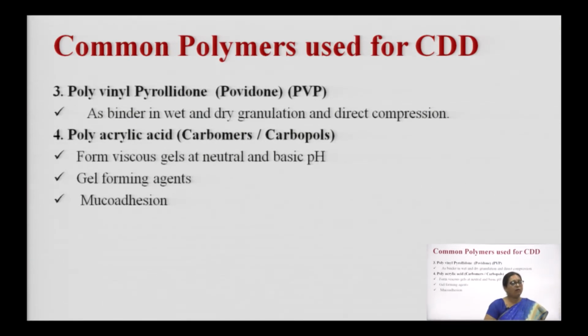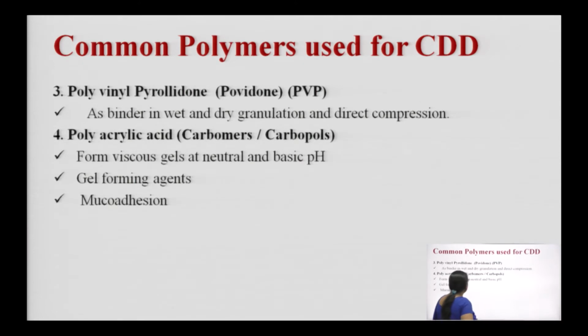Polyvinyl pyrrolidone is also called povidone. It is a very important constituent of betadine solution. It has been used in tableting as a binder in wet as well as dry granulation. Apart from this, it has acted as a directly compressible vehicle also.